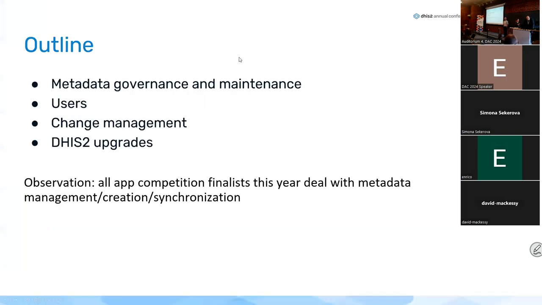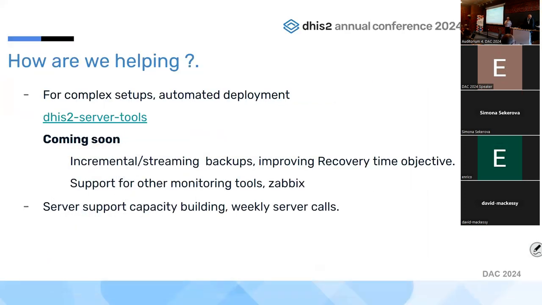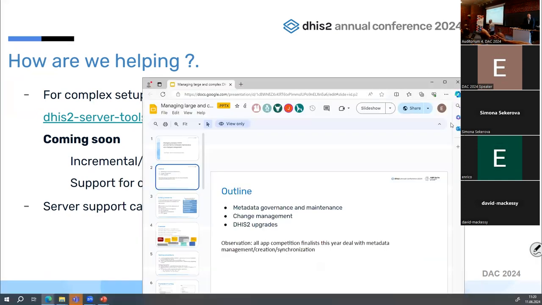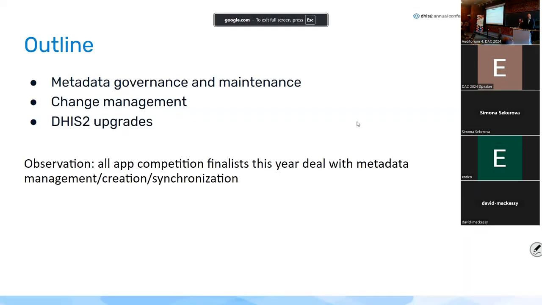Yeah, so I'll talk mostly about the metadata stuff: metadata governance, maintenance, and a bit more broadly about change management within a DHIS2 environment. When you're changing your metadata, how do you apply those changes in a secure way on your production system? And finally, a little bit around upgrading DHIS2 versions. So that's the agenda.